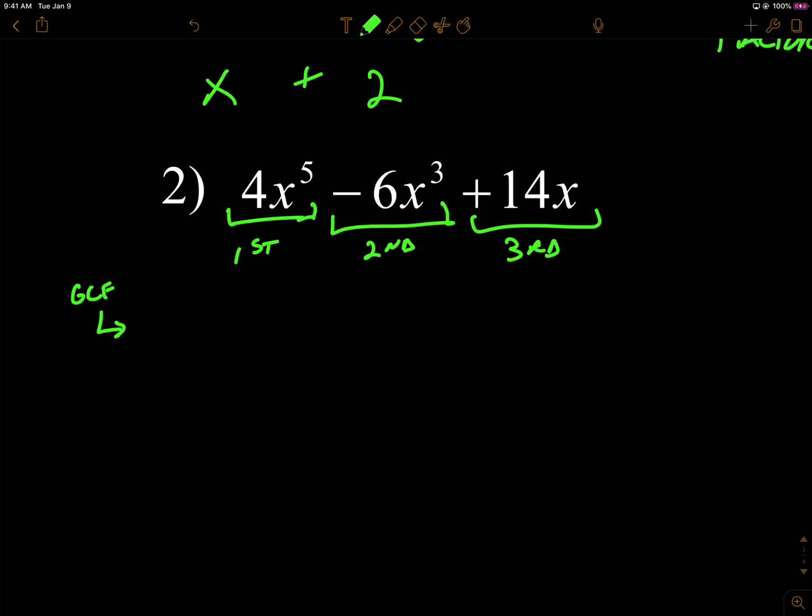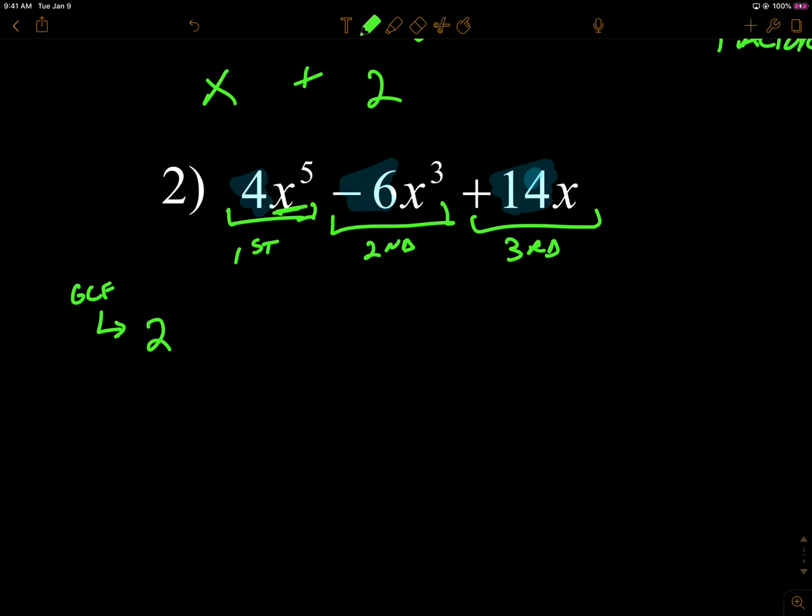So first I look at just the numbers, 4, negative 6, and 14. Well, I look at the smallest one, 4, and I think of the numbers that go into it, 1, 2, and 4. 4 is the biggest one. So those are the only factors that could be common, 1, 2, and 4, because those are the only factors 4 has. For it to be common, it's got to be in every term. So I start with the biggest one, 4. Does 4 divide into all the other ones? No. I take the next biggest one, which is 2. Does 2 divide into all 3 of those numbers? It does. So my greatest common factor is going to start with a 2.